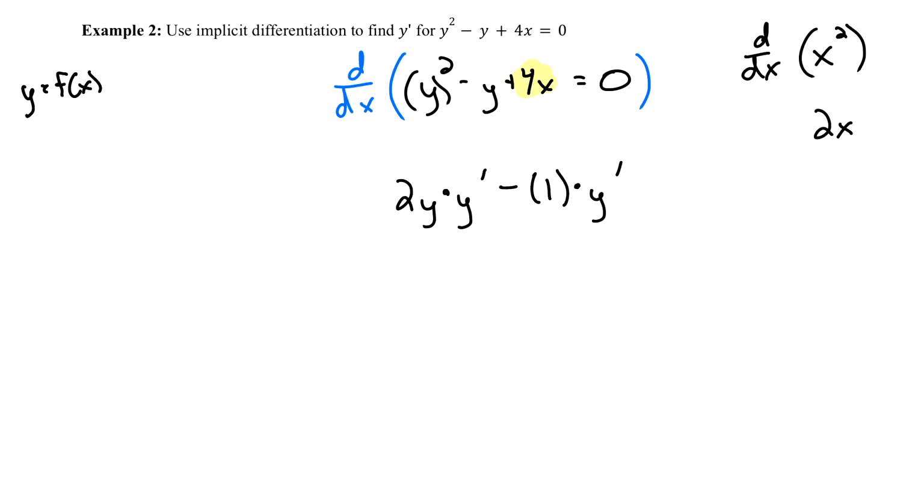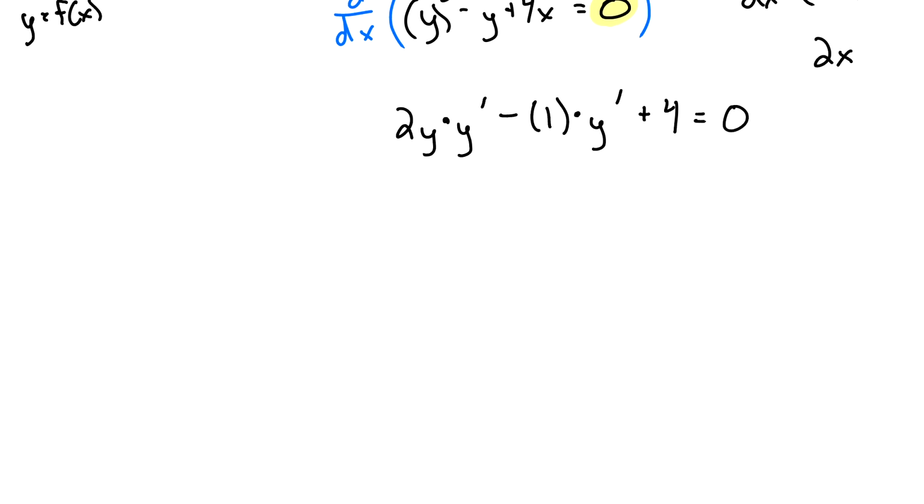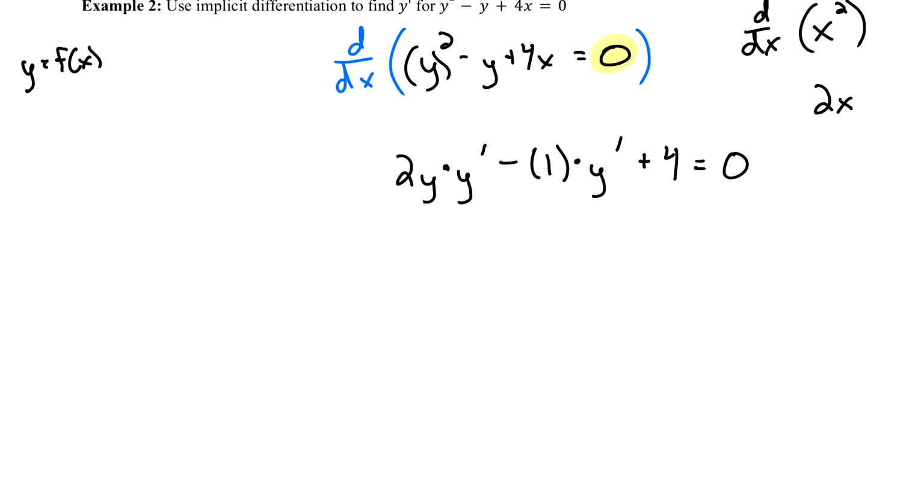If we have any terms that are only in terms of x, we can just take the derivative of those like we've been doing all along. So the derivative of 4x with our power rule is just going to be plus 4. And then we also need to think about the derivative of the other side of our equation. The derivative of 0 is still just 0. So if I simplify this, I've got 2y times y prime minus y prime plus 4 is equal to 0.